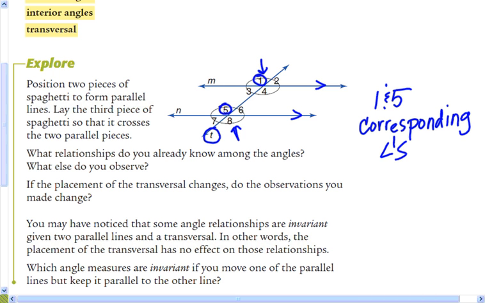Another pair of corresponding angles is 2 and 6. 4 and 8 are corresponding angles. And there's one other pair. I'll let you try and figure out what the last pair of corresponding angles on that diagram is. All right?